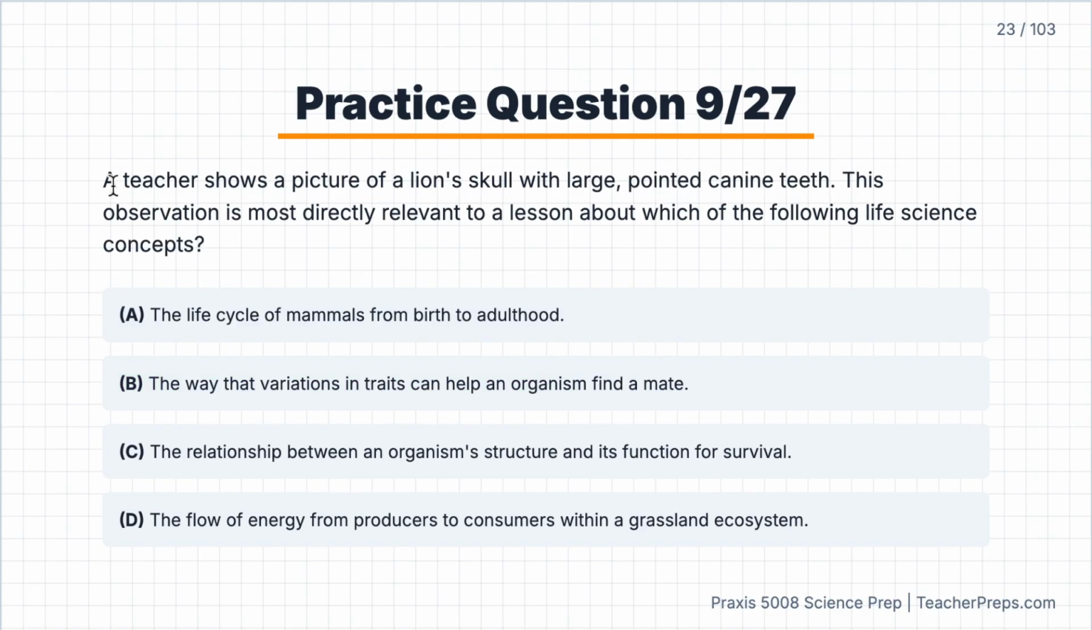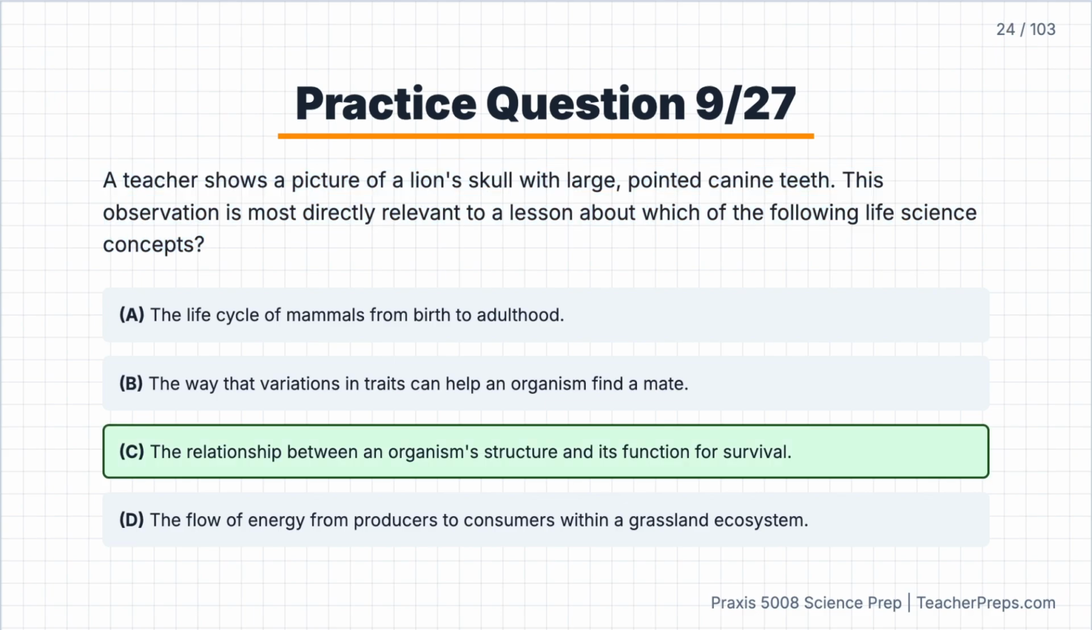Question 9 asks, a teacher shows a picture of a lion's skull with large pointed canine teeth. This observation is most directly relevant to a lesson about which of the following life science concepts? Take a moment to select the answer that you think is best. Remember, we are already on question 9, and every question you go further into, you get that next step into passing. Get more exposure to different types of questions, and that is a great strategy to pass.